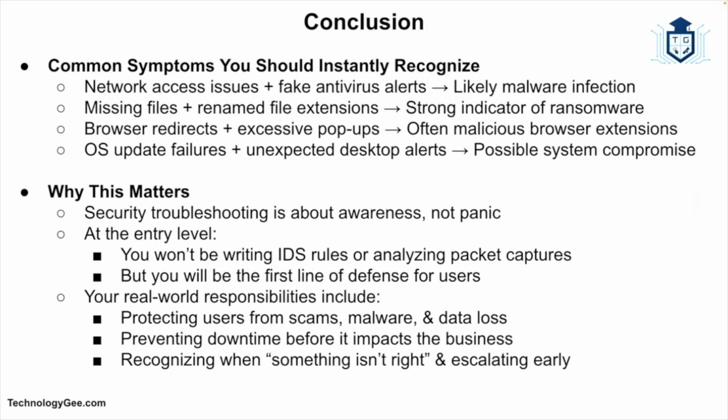All right, so let's go ahead and wrap all this up. CompTIA doesn't just want you to memorize symptoms. They want you to connect symptoms to likely causes. For example, network access issues plus fake antivirus alerts equals malware. Missing files plus renamed extensions equals ransomware. Browser redirects plus pop-ups equals malicious extensions. And operating system update failures plus desktop alerts equals a compromised system. Your job is not to jump to conclusions, but to recognize the patterns.